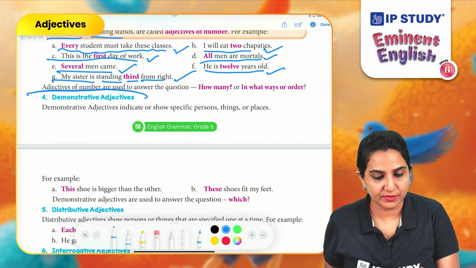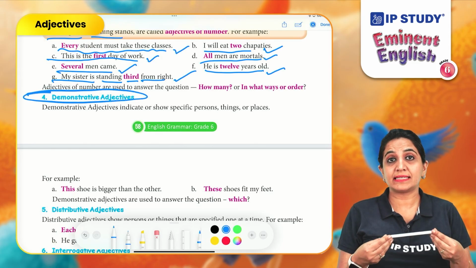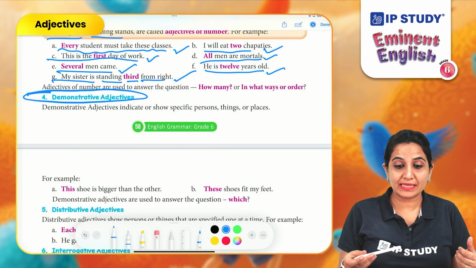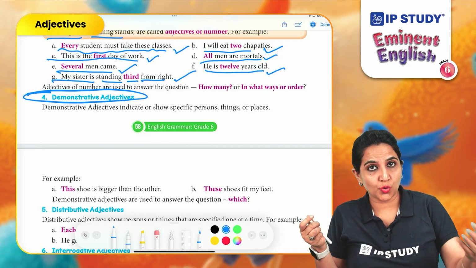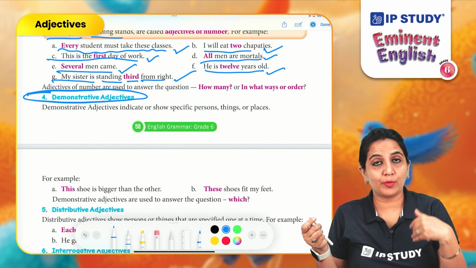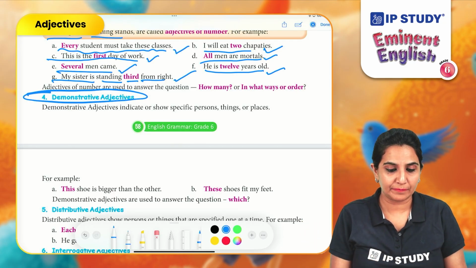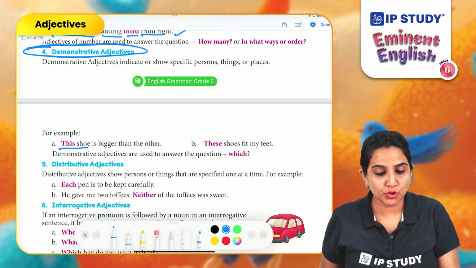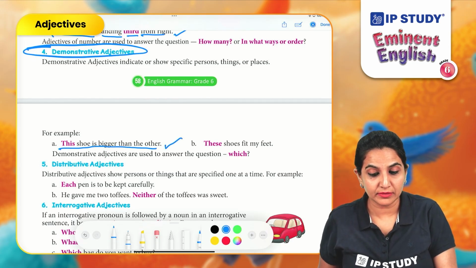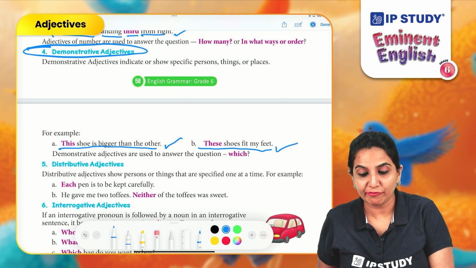Demonstrative adjectives. As the word suggests, demonstrative means they indicate or show specific persons, things, or places. They describe or modify the noun to show specific things or places. Like, this shoe is bigger than the other. These shoes fit my feet.